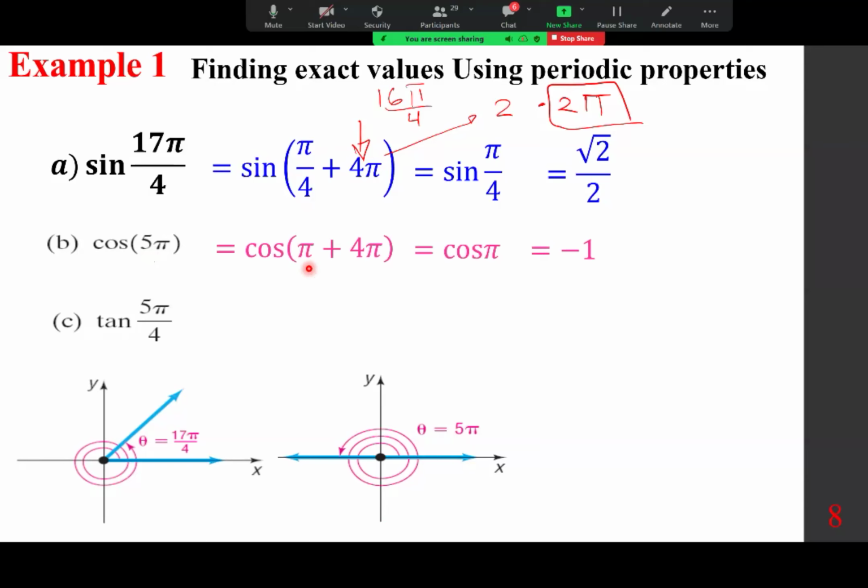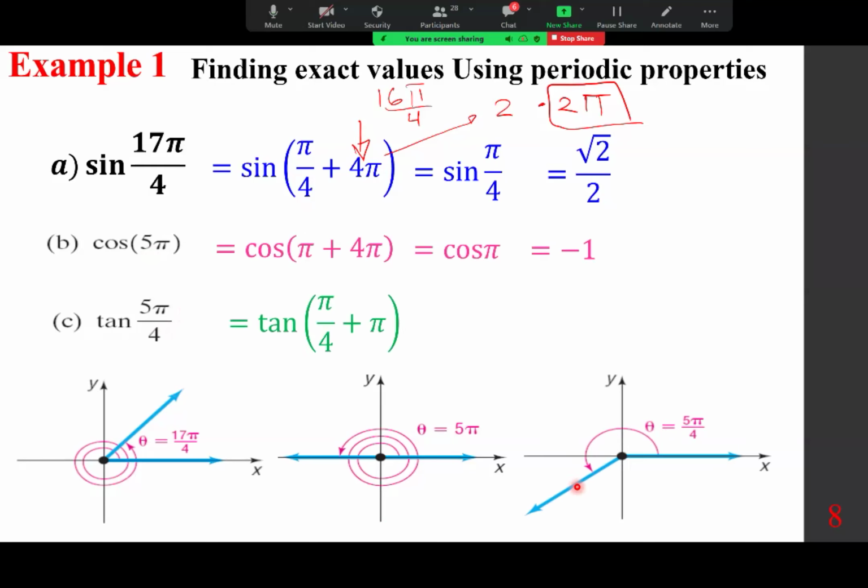What about tangent? We said the period is pi. This number is larger than pi, so subtract pi. So 5 pi over 4, subtract pi, in essence, is the same as pi over 4. And tan of pi over 4, we know to be 1.